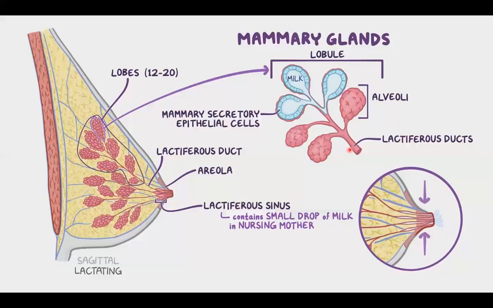We have, again, the lactiferous ducts. Sometimes they call these the terminal ducts. This is where the milk is going to go. It's going to go right over here in the sinus. The sinus is actually sort of like a reservoir of milk before it's ejected from the nipple.